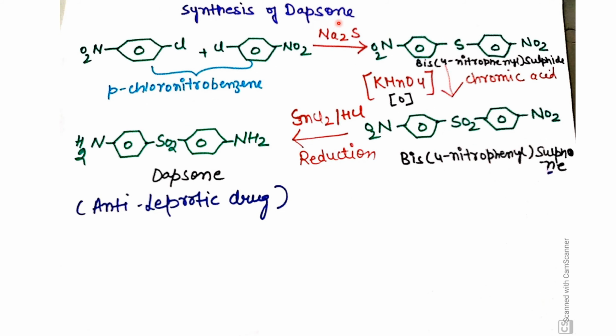Next synthesis is dapsone. For synthesis of dapsone, para-chloronitrobenzene is the substrate. When two molecules of para-chloronitrobenzene are fused in the presence of sodium sulfide and base, 4-nitrophenyl sulfide will form. In the presence of chromic acid, the oxidation reaction will take place and the sulfur group will take up two oxygen atoms and convert into SO2. After that, the reduction reaction will take place and all the nitro groups present on the benzene ring will convert into NH2 amine groups. So here the dapsone will form.